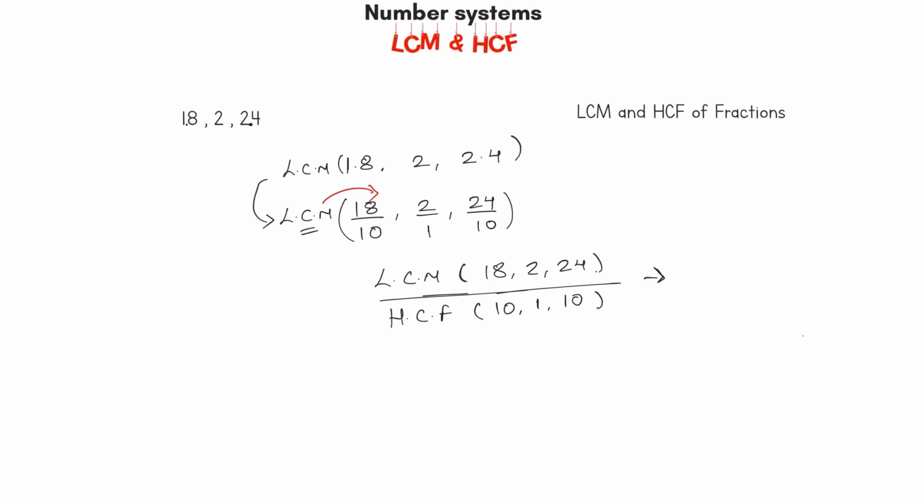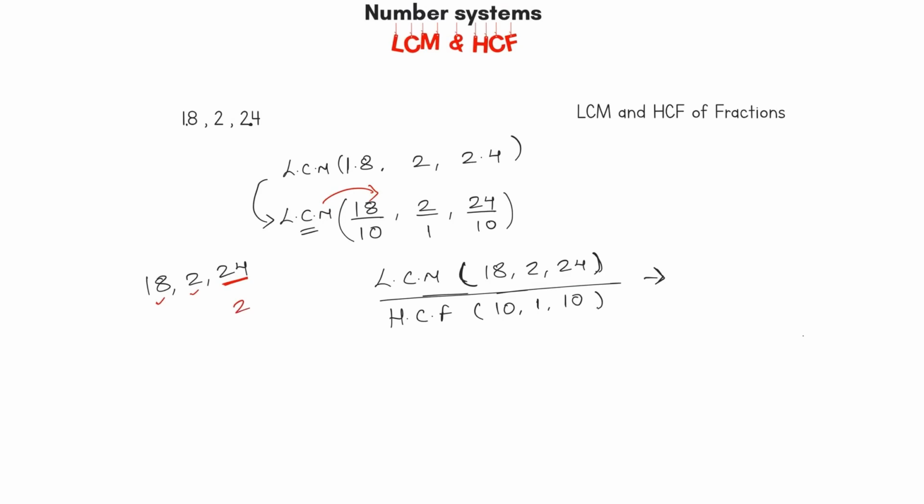Okay, now let us find it out. What is the LCM of 18, 2 and 24? When you get 3 small numbers like 18, 2 and 24, and I ask you the LCM of these, start from the highest number, which is 24. See the multiples of 24 and see if they are multiples of 2 and 18 as well.